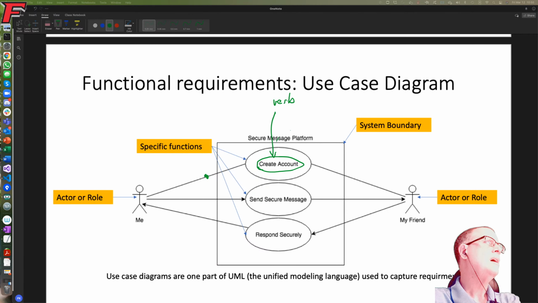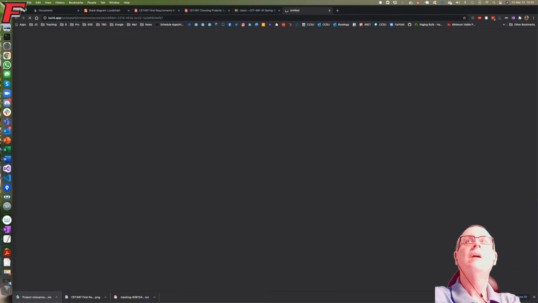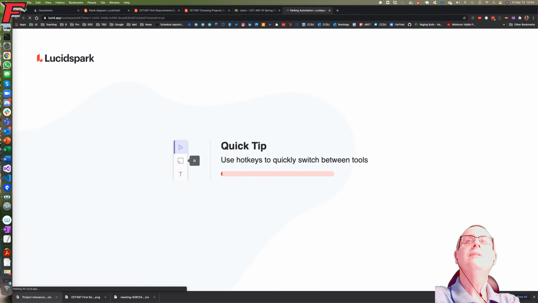Well, I guess I shared it through the text channel, so I guess you can see the Lucid Spark. We haven't put anything on it yet, obviously, but. Okay. Very good.